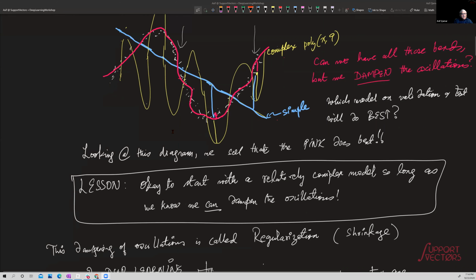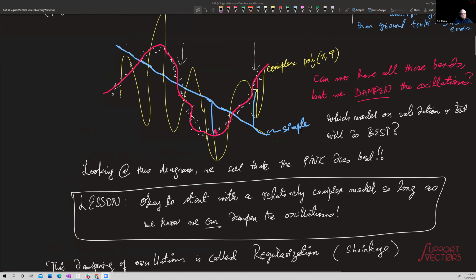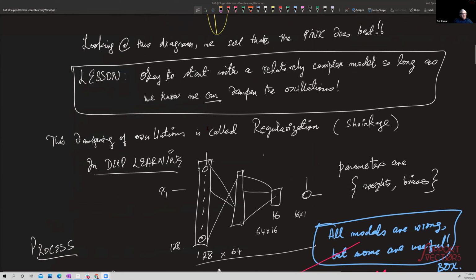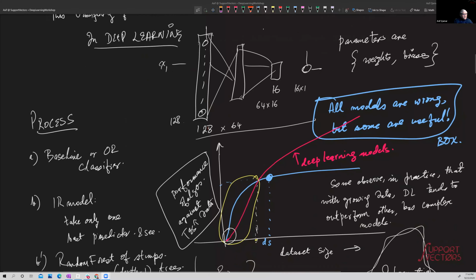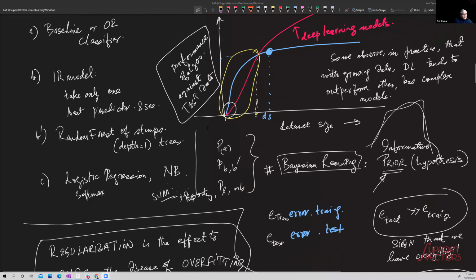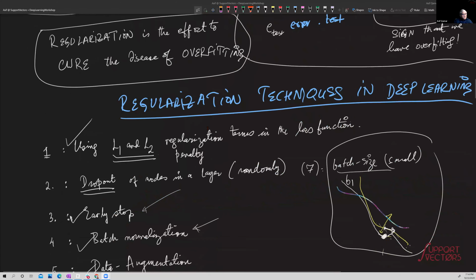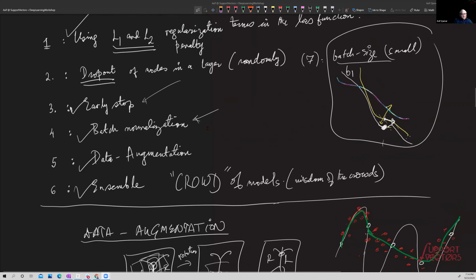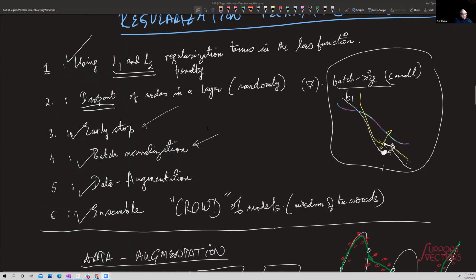Right? And the trade-offs are that you can take a very simple model, like for example, this blue model, which will have high bias errors. Then you don't have much that you can do about it. Or what you can do is take a bit more complex model, but you can regularize it. When we talk about regularization, we talk of many techniques of regularization. In particular, we talk about 7 ways to regularize.